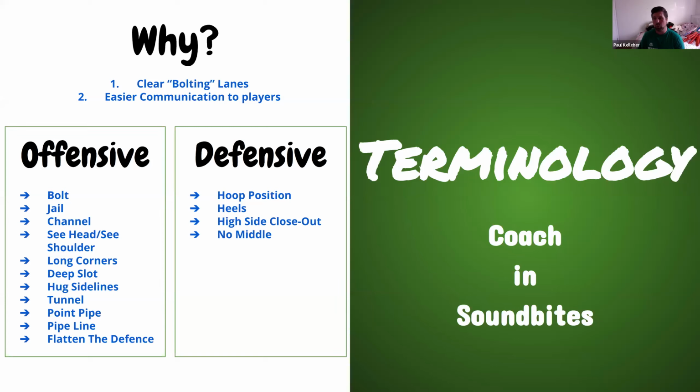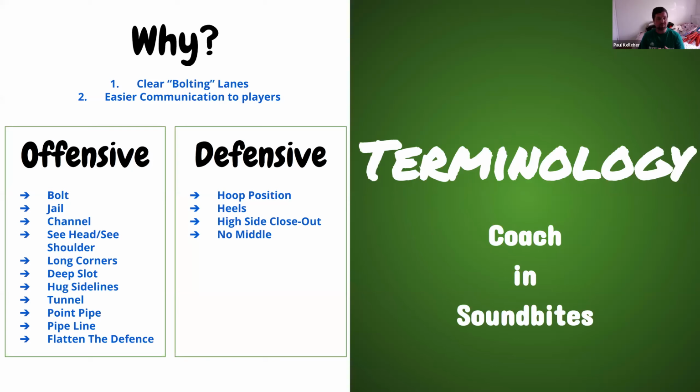Why do we transition the way that we do? Clear bolting lanes. We'll see our positions in the next slide, but we want clear bolting lanes, which is our sprints, and easier communication, which is huge. When we coach in sound bites, we can communicate a hell of a lot easier to our players because we know exactly: get to the hoop position, get your heels outside the lane. Rather than saying, how is he getting to the rim, and we don't know because we don't have the terminology behind it. That's my reason behind it. So bolting is our sprints.